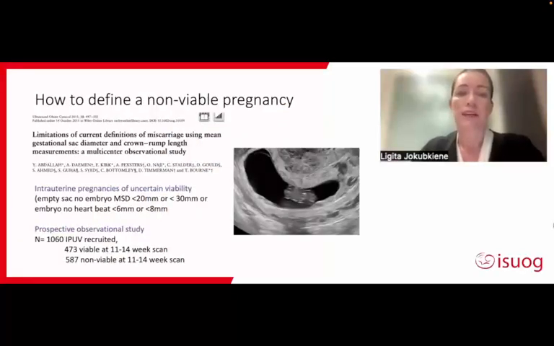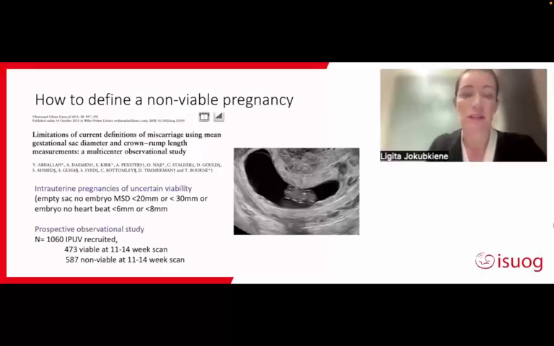So how should we define a non-viable pregnancy? Again, based on the same patient group, 1,060 patients, out of these 473 were viable at the 11 to 14 week scan, and 587 were non-viable at the scan. And in here it was assessed the size again of the mean gestational sac diameter and of the CRL.